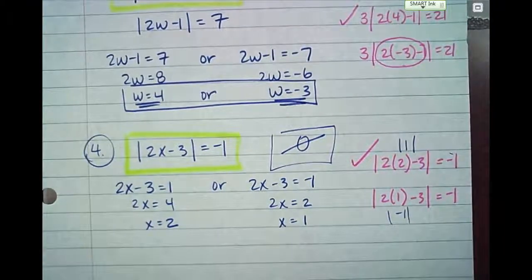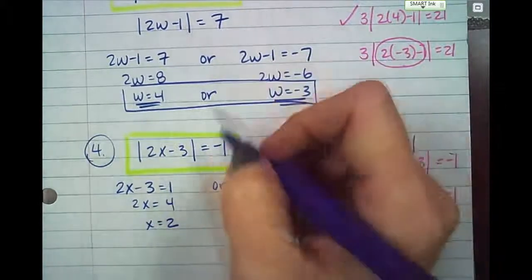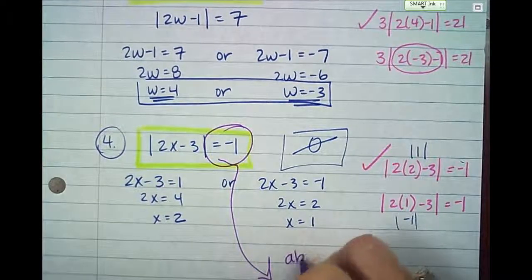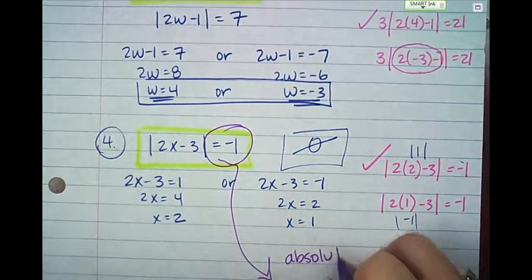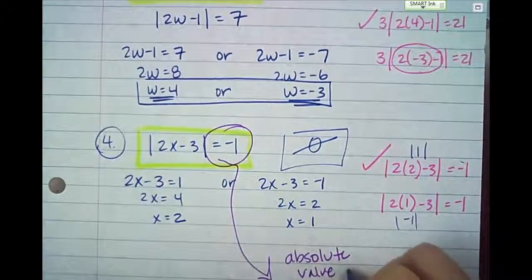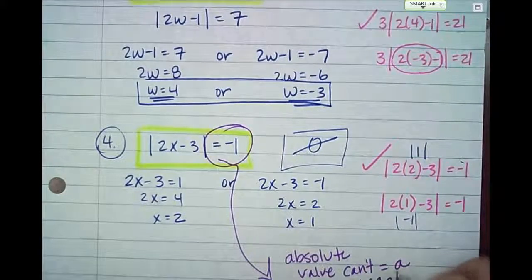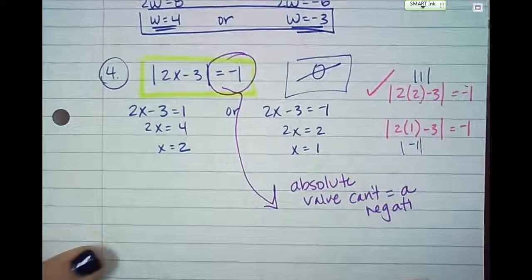And you can write yourself a note just right now, really big, okay? Absolute value can equal a negative. And that was the problem.